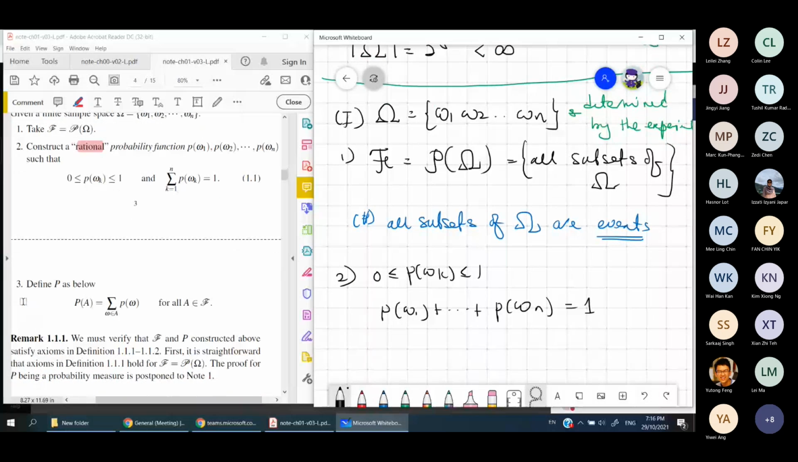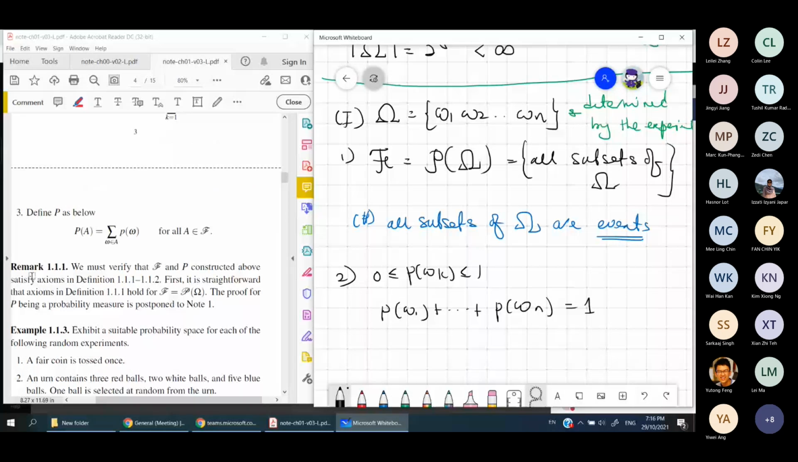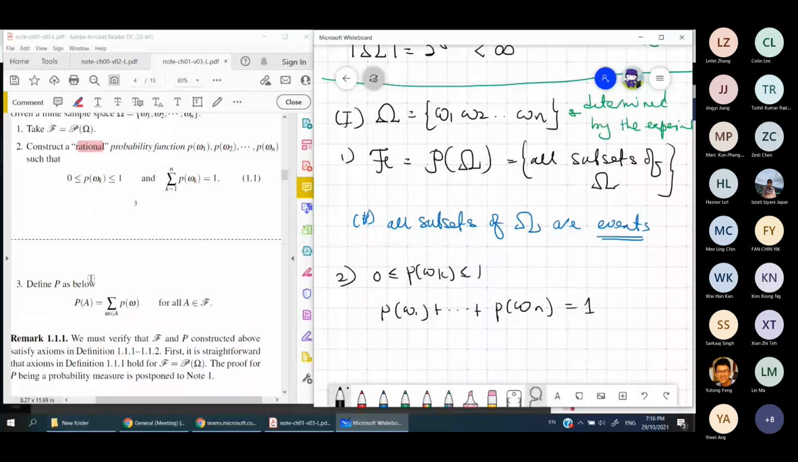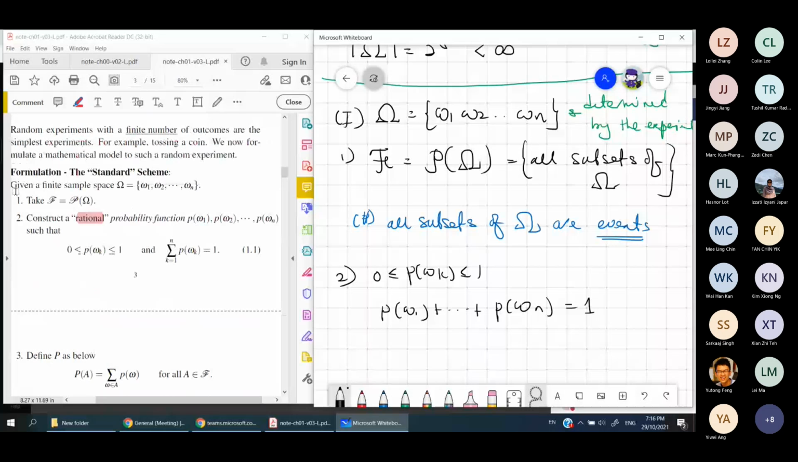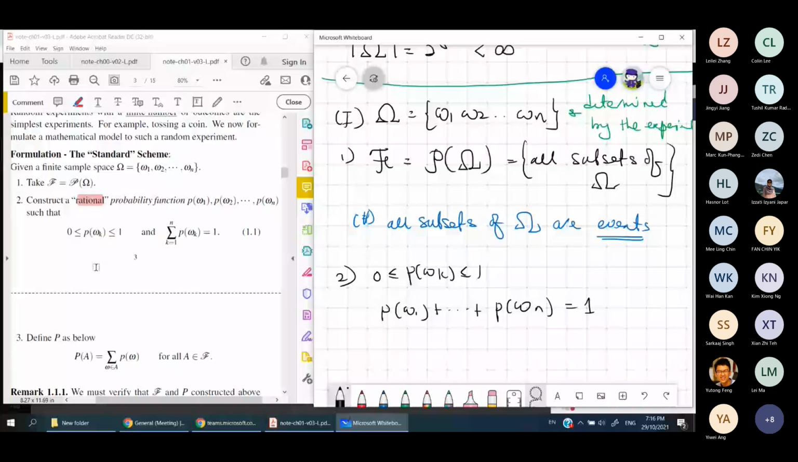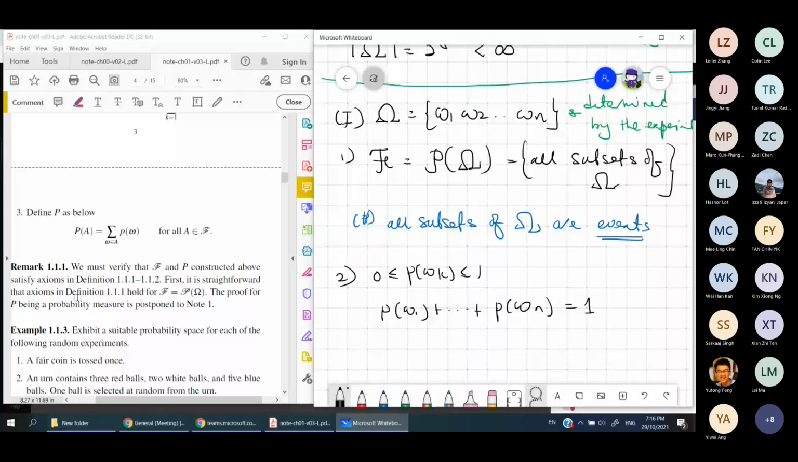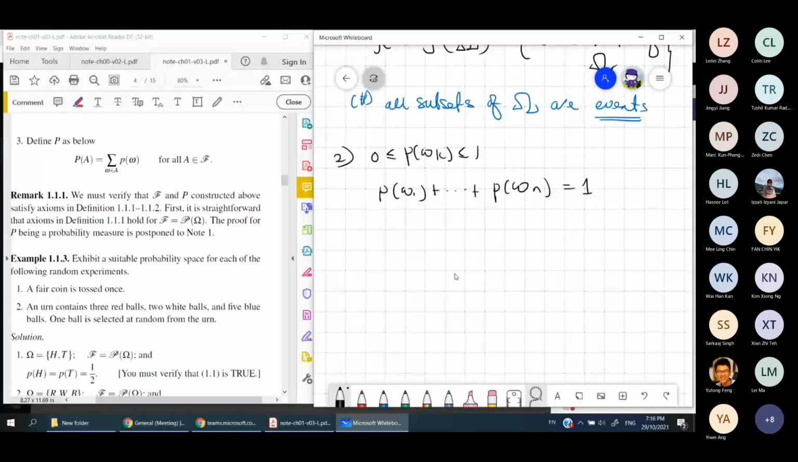So using this way, we can construct a probability space for it. Later on, we skip this one first. Just follow these 3 procedures, and we use these 3 procedures to construct our probability space. Okay, we will come back to all this later. Let's look at our examples.